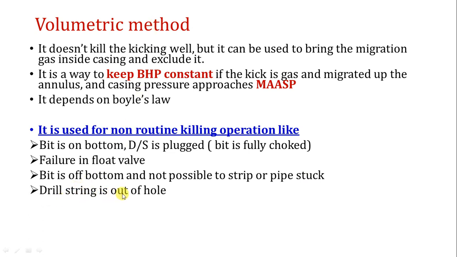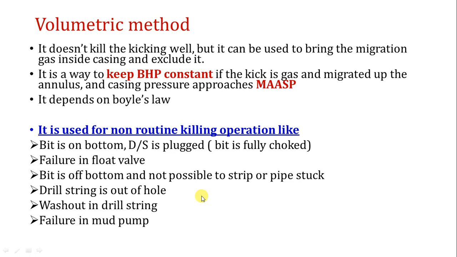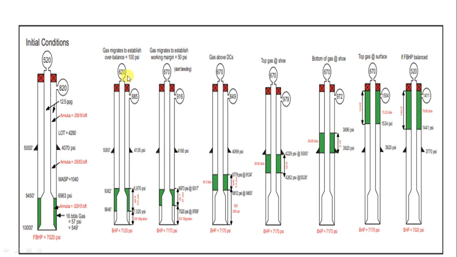Also, if the drill string is out of the hole, you cannot circulate. If there is a washout in the drill string, or for failure of the mud pump, the volumetric method is used when you can use neither the driller method nor the wait and weight method. And all of these are questions in IWCF, so you have to pay attention to them.